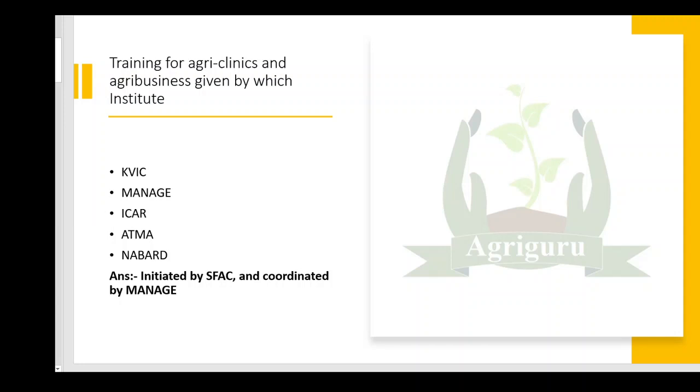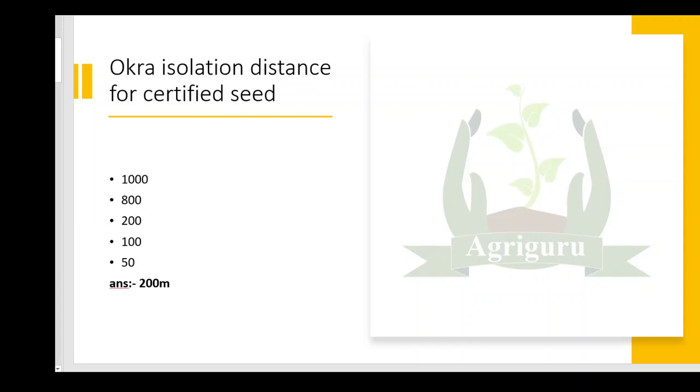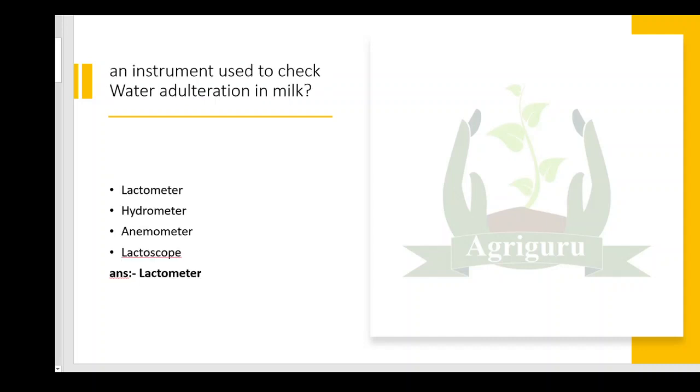MANAGE is in Hyderabad. The next question is okra isolation distance for certified seeds. It is 200 meters. It has been mentioned particularly for certified seeds. The next question is, an instrument used to check water adulteration in milk. It is the lactometer. Here the density of milk is measured, and it is measured by the lactometer.